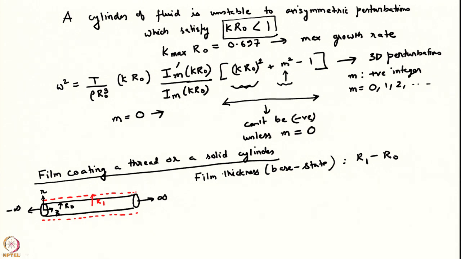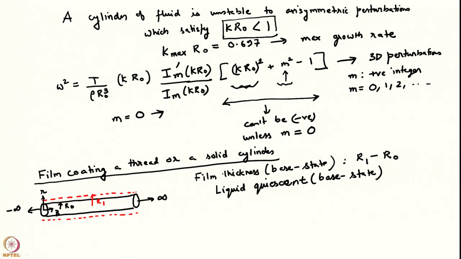Now like before, we can assume that in the base state the liquid is quiescent. So liquid is quiescent in the base state, and there is a pressure jump inside the film. The pressure inside the film is uniform but different from 0. We will assume that the pressure outside in the air is just 0, and the pressure inside is a constant value which is governed by the radius of the film.